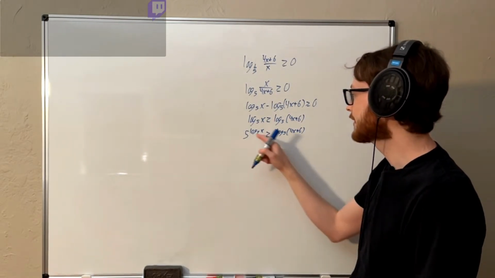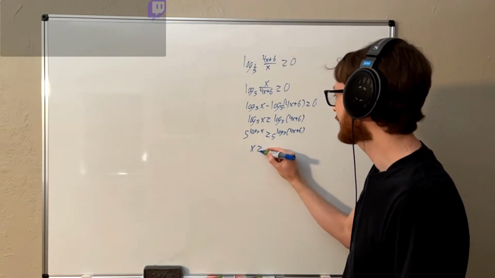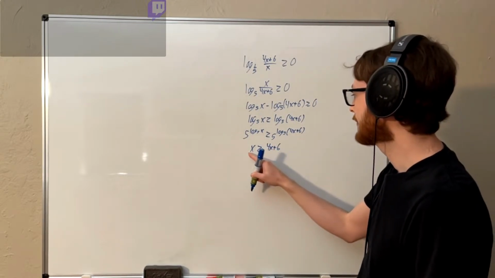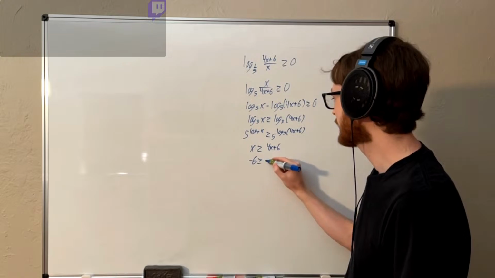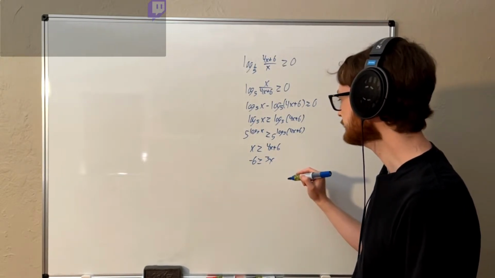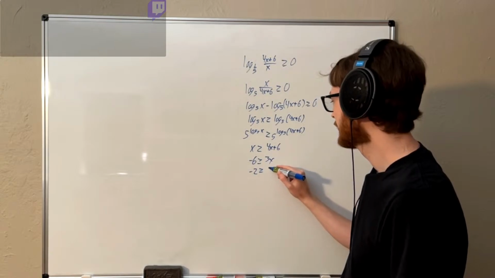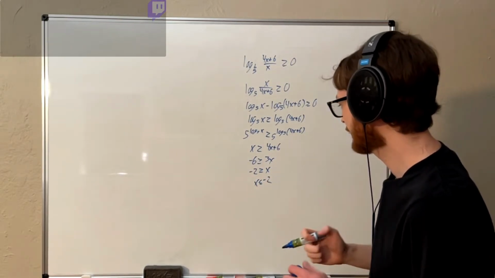And we get a cancellation. 5 to the log base 5, it basically cancels and the x comes down. So we get x is greater than or equal to 4x plus 6. Now I'm going to subtract the x over there and bring the 6 over here to get negative 6 greater than or equal to 3x. Divide each side by 3 to get negative 2 is greater than or equal to x, or x is less than or equal to negative 2. Let's see if that's right.